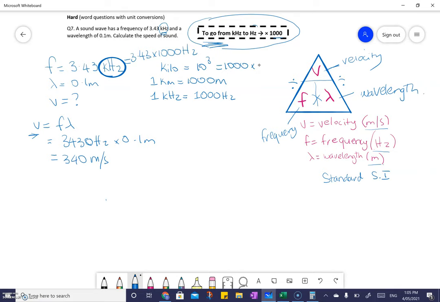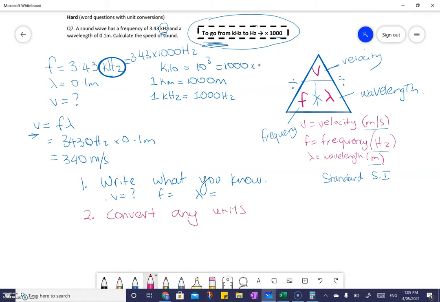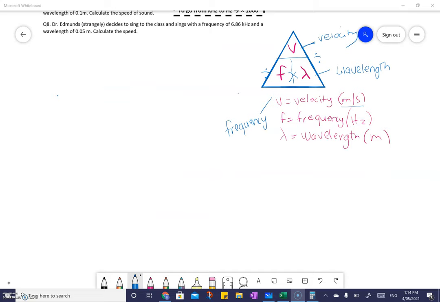So just to recap the steps. Step one, write what you know. V equals blah, blah, blah, F equals blah, blah, blah, and lambda equals blah, blah, blah. Put a question mark next to the ones that you don't know. Number two, convert any units. Okay, that's the most challenging that it's going to get. Okay, all right, let's try another example.